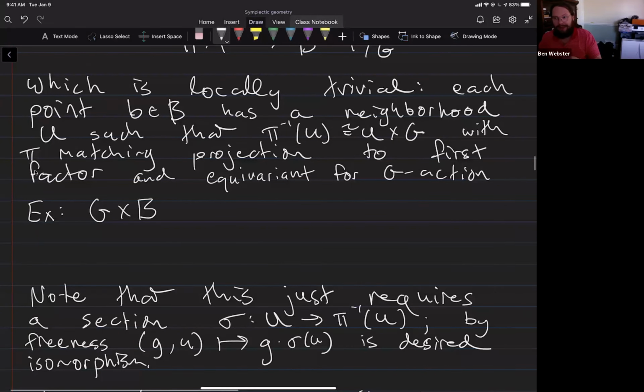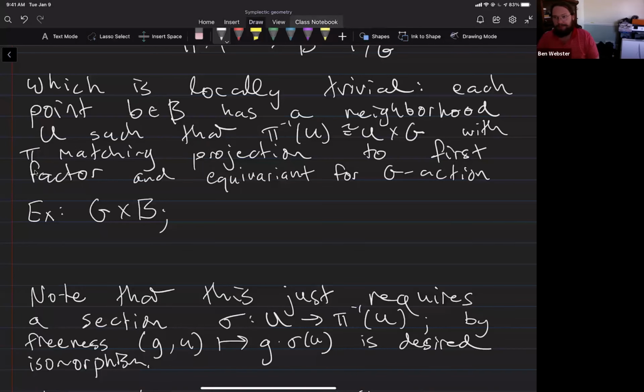So what's going on here is every fiber is isomorphic to G, but not canonically. For every fiber, if I choose a base point in the fiber, then acting on it with the group gives a bijection between my group and the fiber. And actually, because I'm working in the smooth category, it's a diffeomorphism between the two.